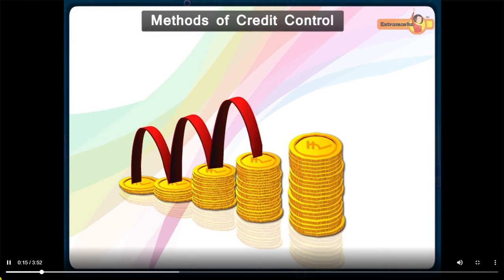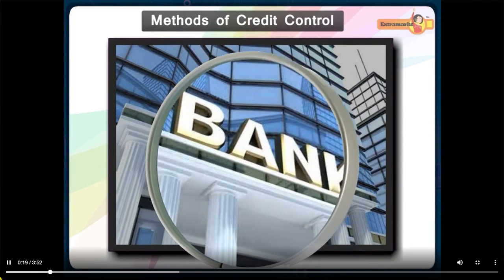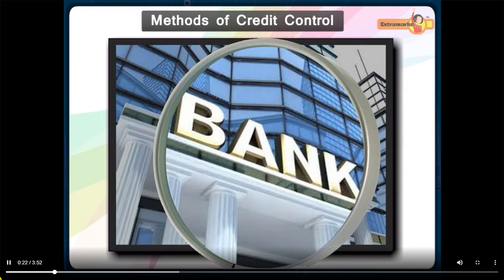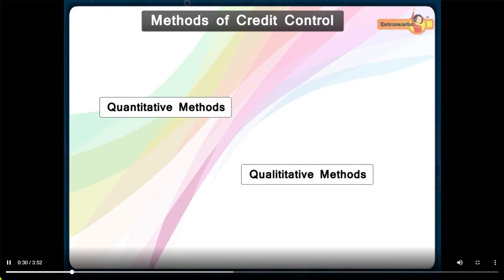To control the money supply in the economy, the central bank keeps a close watch on credit creation by the commercial banks. The central bank adopts quantitative and qualitative methods to control credit creation by commercial banks. Let us first study the quantitative methods of credit control.